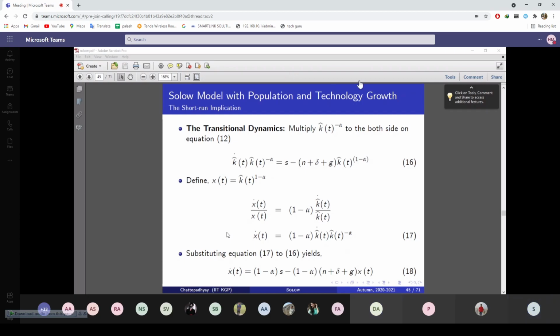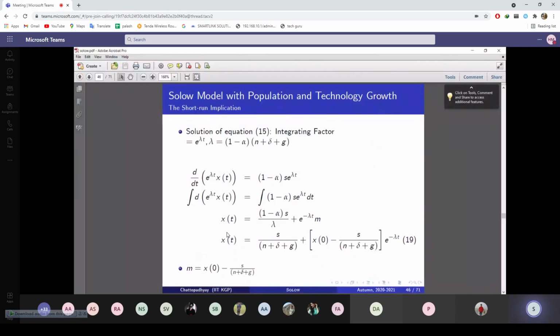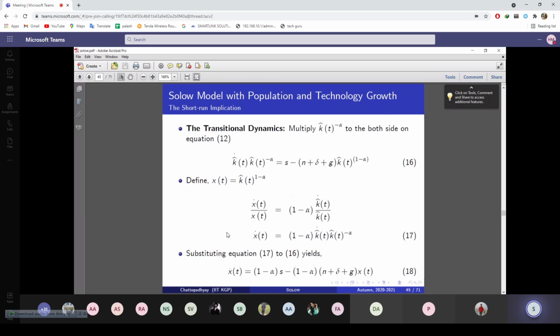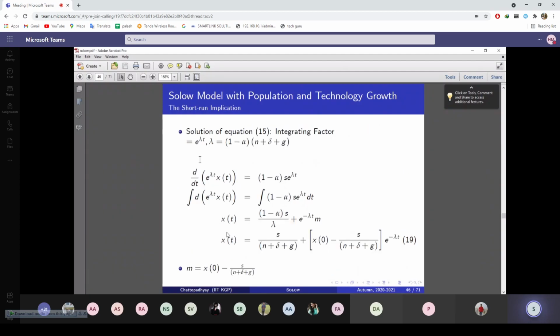Okay. Then the solution is this. Integrating factor e to the power lambda t. So you take everything to the left hand side. In equation number 18, you can write x dot t plus 1 minus alpha times n plus delta plus g xt equals 1 minus alpha times s. Then the integrating factor is e to the power lambda t, where lambda equals 1 minus alpha times n plus delta plus g. It's a Bernoulli equation now.